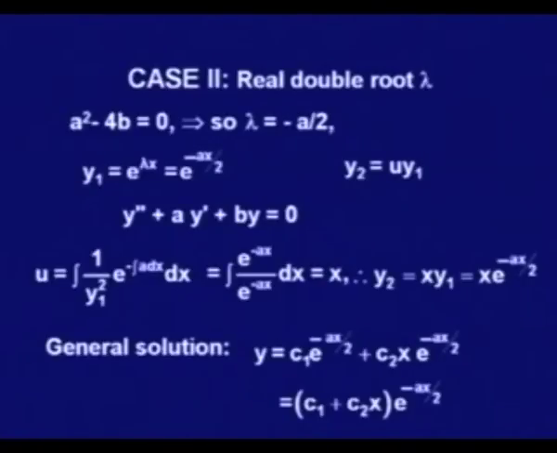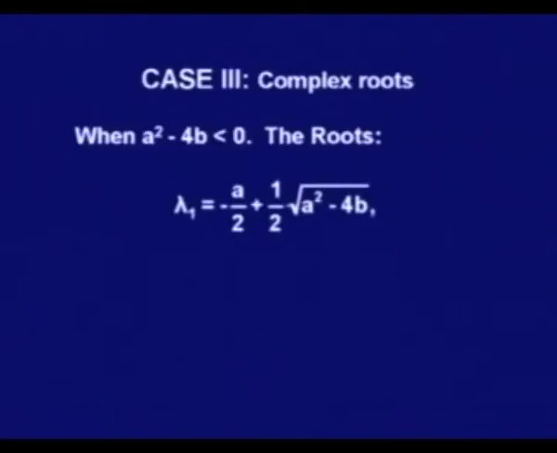Now, let us see the third case, complex roots. When a square minus 4b is less than 0, the roots would be complex numbers, that is, lambda 1 would be minus a by 2 plus half square root of a square minus 4b, and the other root would be minus a by 2 minus half square root of a square minus 4b. Now, since a square minus 4b is negative, this square root is an imaginary number. Let us say that imaginary number to be i t.